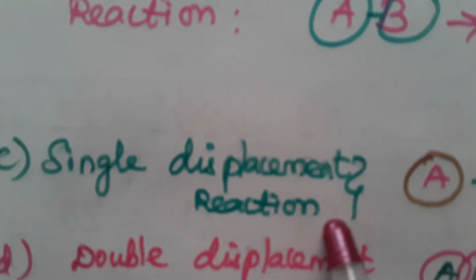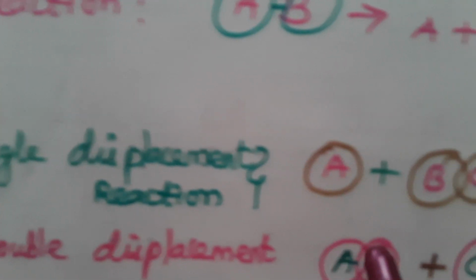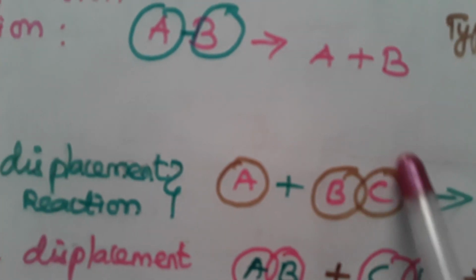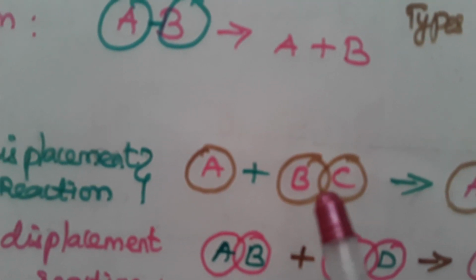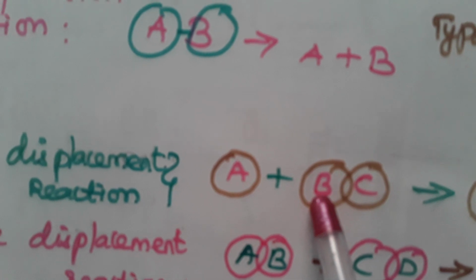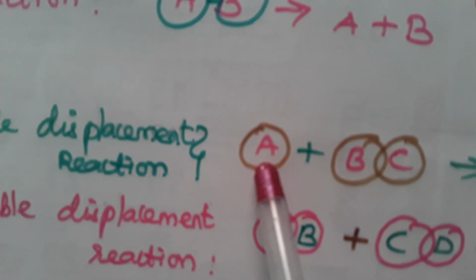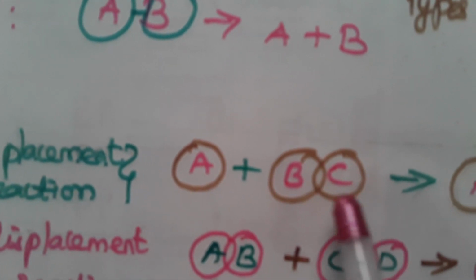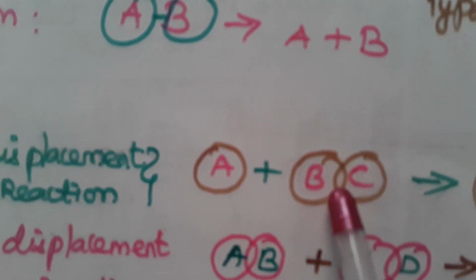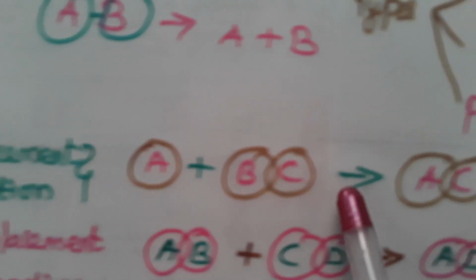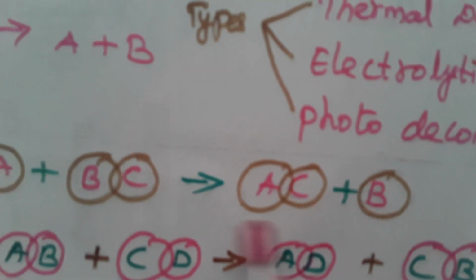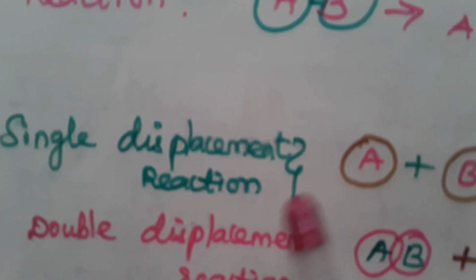Single displacement reaction. What is single displacement reaction? A reaction in which an element and a compound react together. The element in the compound is replaced by the reactant element. For example, when element A reacts with compound BC, A displaces B from the compound BC and you get compound AC and element B. This type of reaction is called single displacement reaction.